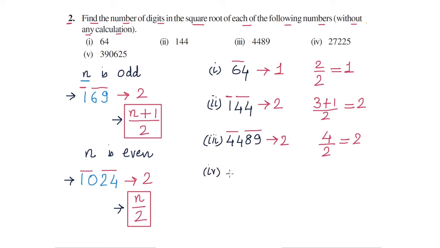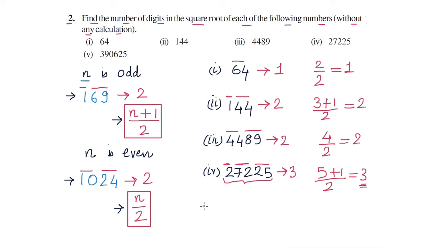Moving to the fourth part, we have 27,225. So let's put bars over the number starting from right to left. This is the first pair, this is the second pair, and 2 is left. So we have got 3 pairs. It means that 3 is the number of digits. And if you count the digits, we have 5, that is odd, right? So for an odd number we use (n plus 1) over 2, that is 5 plus 1 over 2, 6 over 2, that is 3. I hope it is clear.